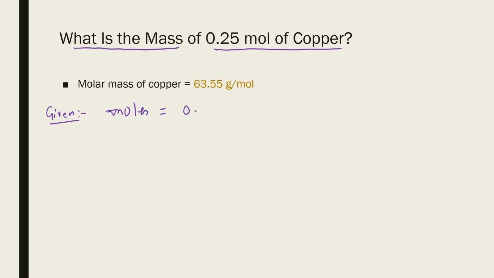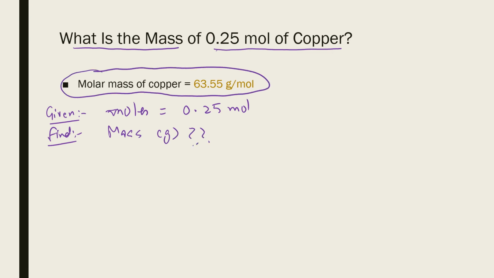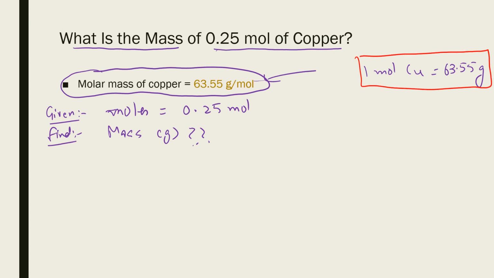Moles are given. We have 0.25 mole and we want to find mass. Mass means we want to find grams. That is not given. Now the molar mass is already given to us. We can use this as a conversion factor. So what's the meaning of molar mass? Meaning is 1 mole copper equals 63.55 grams. That's what it means, grams per mole. The meaning is 1 mole of copper will weigh 63.55 grams. So we can use this to find our conversion factor.